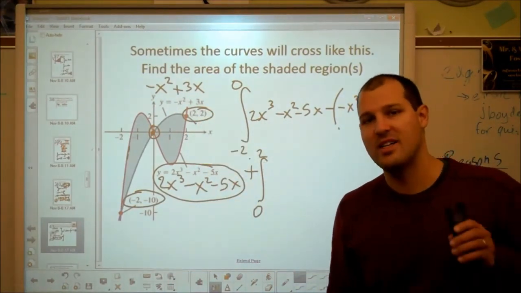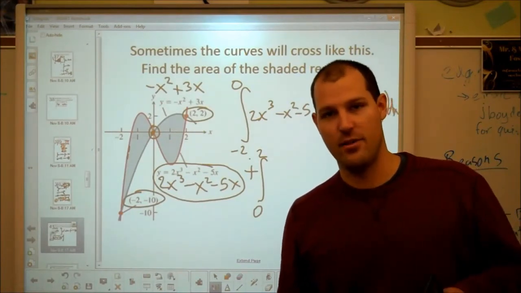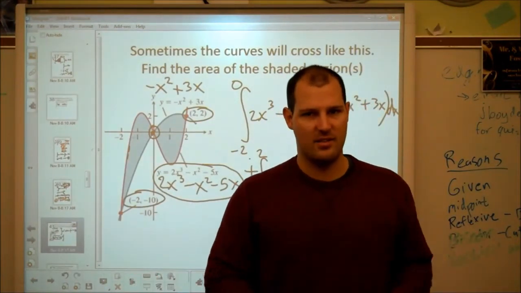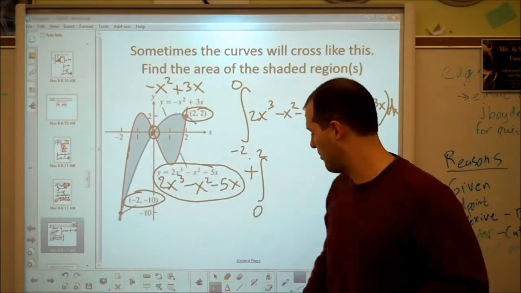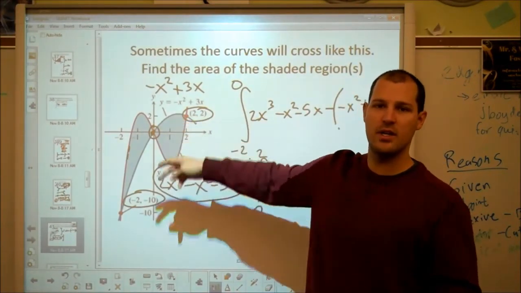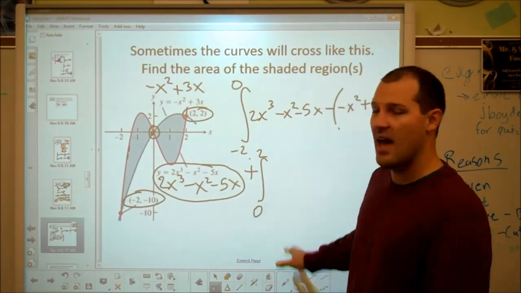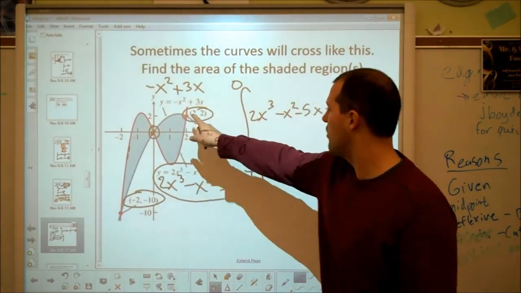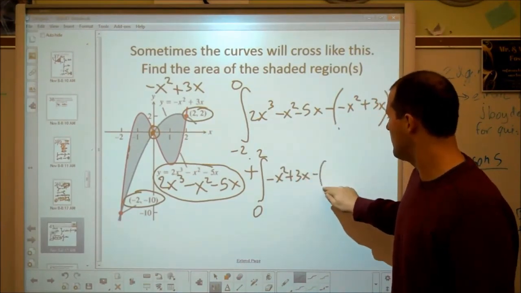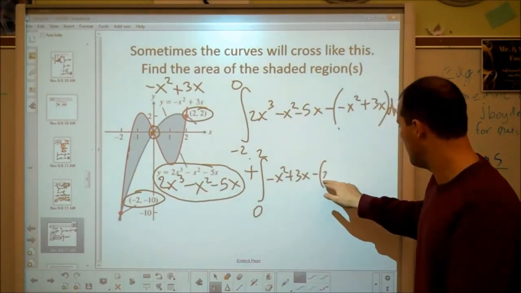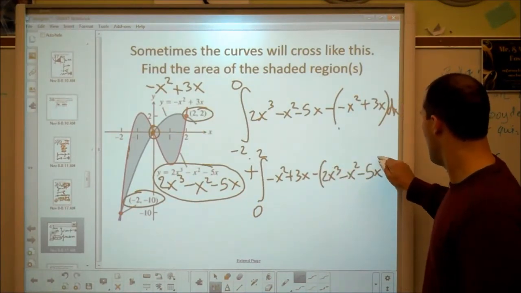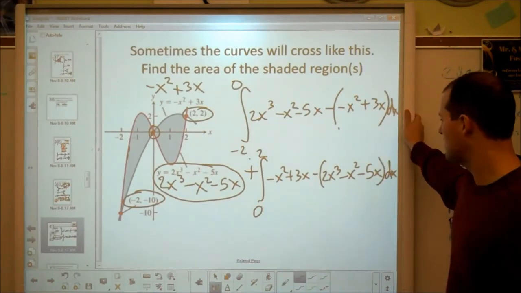Please notice when I say bounds, I'm picking x values. The way we would know that, here at the end it says dx, the bounds are typically x values, okay, because we're moving from left to right on this. Okay, so just look out for that, okay? So now my two functions have switched. Okay, so I need to represent that in my setup. So now the top function is the quadratic, so I get negative x squared plus 3x minus the other function, the cubic, 2x cubed minus x squared minus 5x dx.